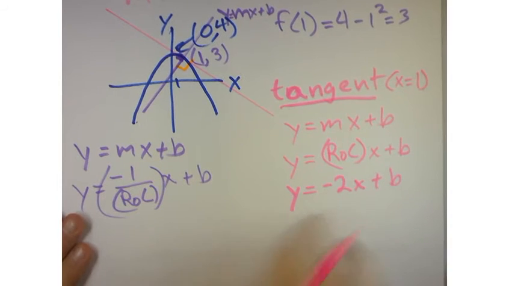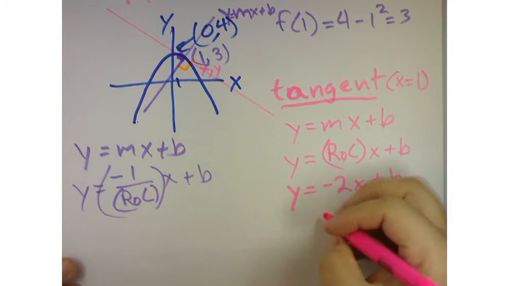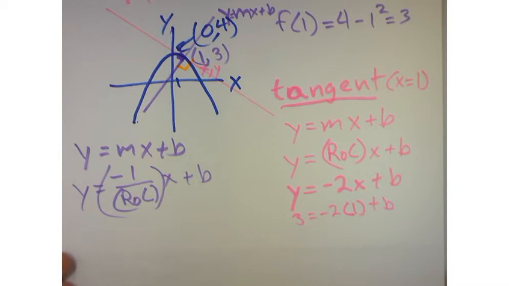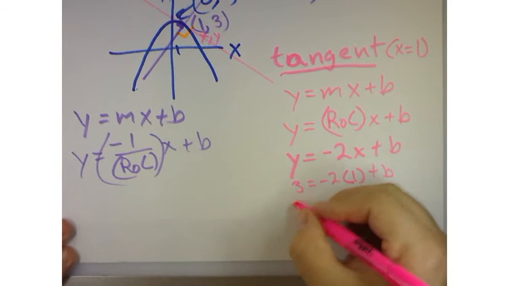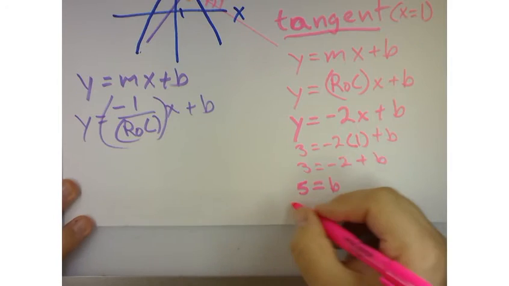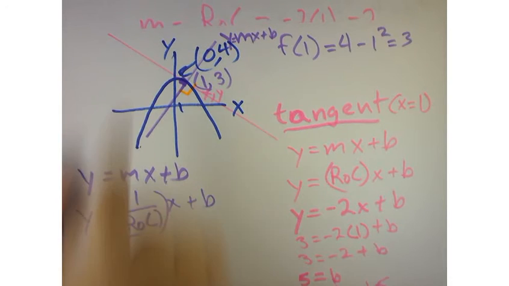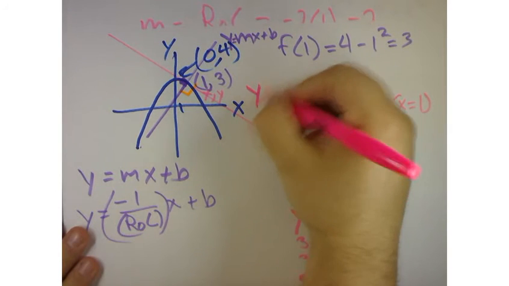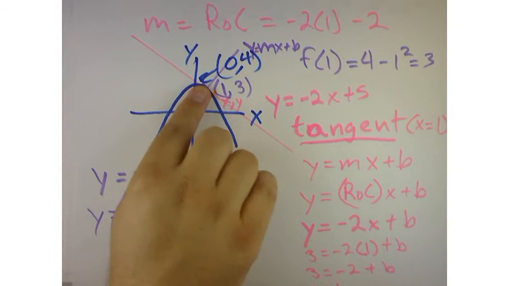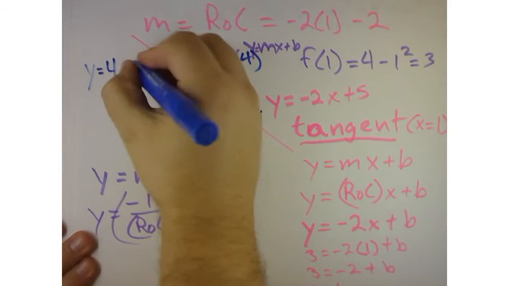Now, how could I find the tangent line? Well, we know that when x equals 1, y equals 3. So I could plug in 3 is equal to -2 times 1 plus b and solve for b. If I do that, I get 3 equals -2 plus b. Add 2 to both sides and I get 5 is equal to b. So my tangent line would be y is equal to -2x plus 5. So this pink line is the equation y equals -2x plus 5. And it will cross through the point 1, 3. It will be tangent to my curve of the original function, which was y equals 4 minus x squared.